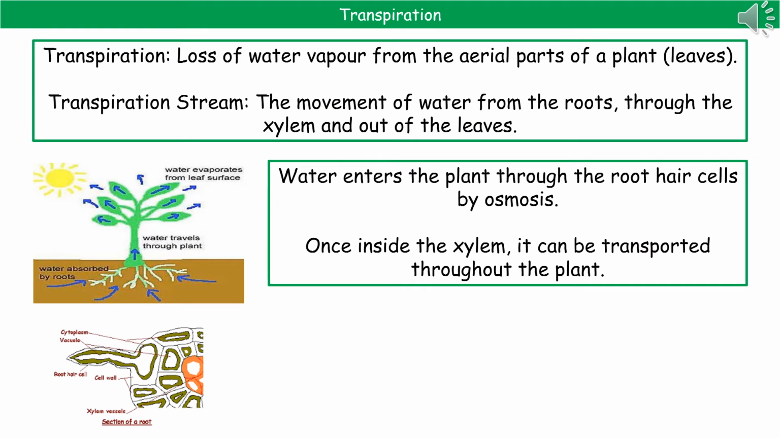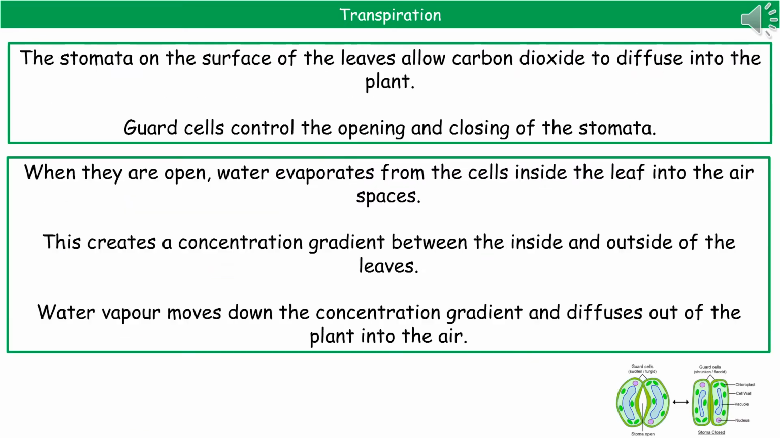The next thing we need to look at is the process of transpiration. So transpiration is the loss of water vapour from the aerial parts of the plant or the leaves. The transpiration stream is the movement of water from the roots through the xylem and out of the leaves. And we need to remember that the water is entering our plant through the root hair cells by osmosis. Then it travels to the xylem tissue and it can be transported throughout the plant.